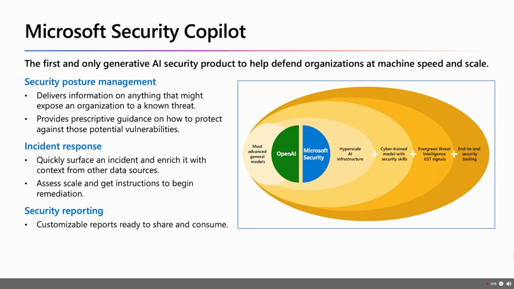While the second use case, incident response, Security Copilot can quickly surface an incident, and then Security Copilot can guide the analyst through the response and remediation steps with guided recommendation. Finally, security reporting. Security Copilot can deliver customizable reports that are ready to share and easy to consume, allowing analysts to focus more on high-value tasks pertinent for securing the organization.